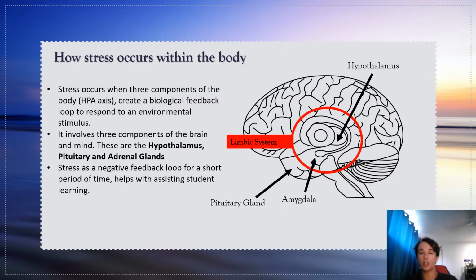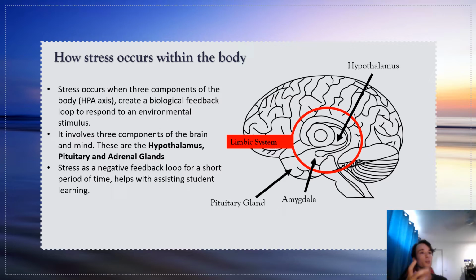Stress occurs when three components of the body create a biological feedback loop to respond to an environmental stimulus. These three parts are referred to as the hypothalamus, pituitary, and adrenal glands. All three of them together are what is referred to in neurology as the HPA axis. Both the hypothalamus and pituitary glands, as indicated by the diagram, exist within the deep center of the brain as separate elements of the limbic system. The adrenal glands, however, exist just above the kidney and are responsible for creating the hormones related to stress.